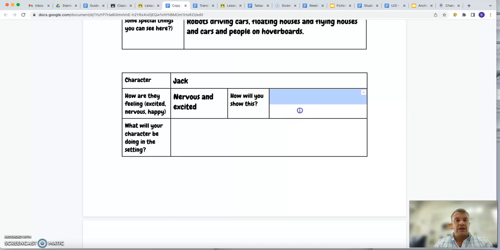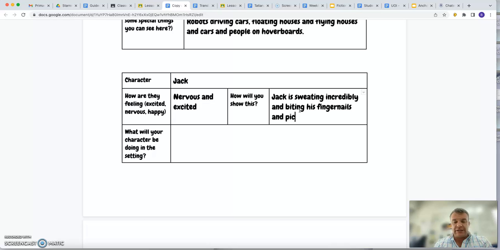Okay? How would we show that someone is nervous or excited? What could they be doing? Okay. All right, so Jack is sweating incredibly much and biting his fingernails and picking his nose. Ew! That sounds like Mr. Cone.